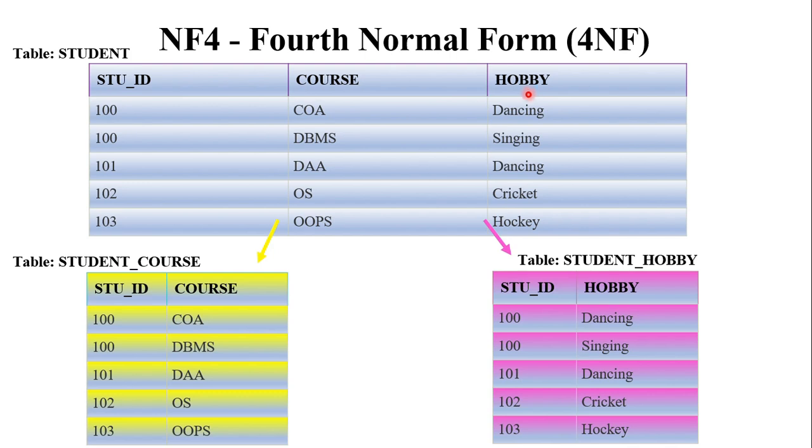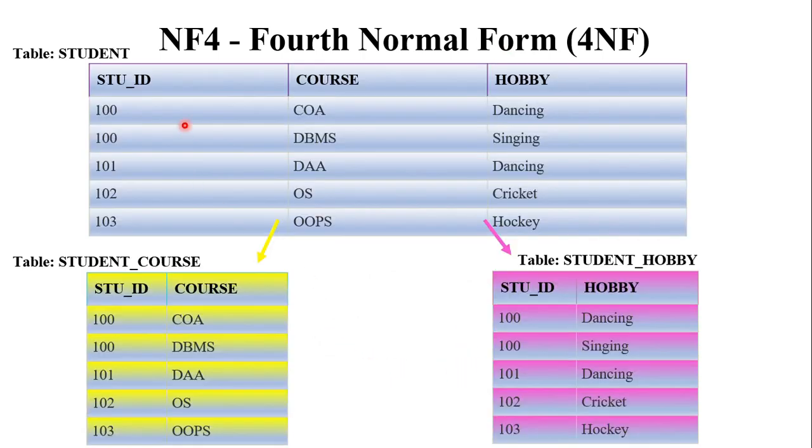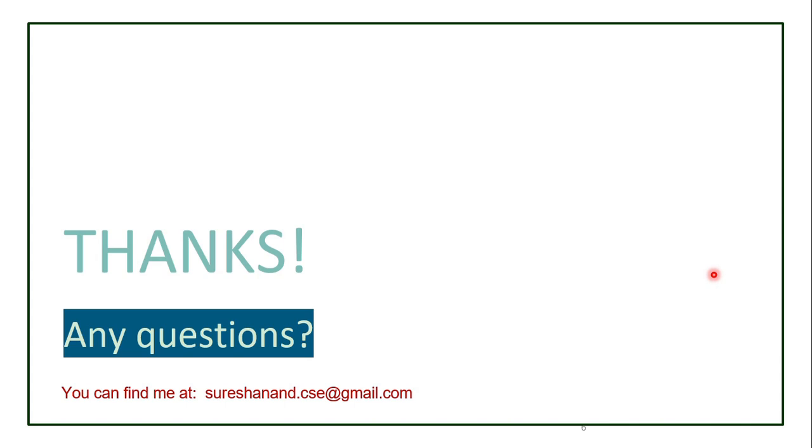Okay, so what can we do? Student ID and course in one table, student ID and hobby in another table. So A and B in one table, A and C in another table. That is very simple. So this kind of multi-value dependency in the attributes is eliminated by decomposing the table into two tables. These two tables have a common A, that is student ID. A and B in one table, A and C in the other table. So this is how the multi-value dependency can be eliminated. Now the table is in the fourth normal form. Okay, so that's it about the fourth normal form. Thank you all.